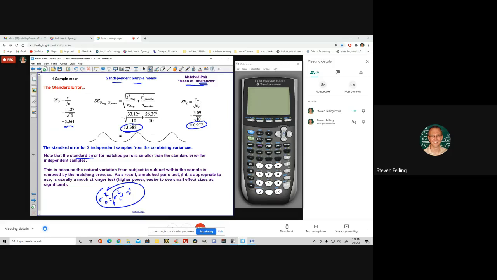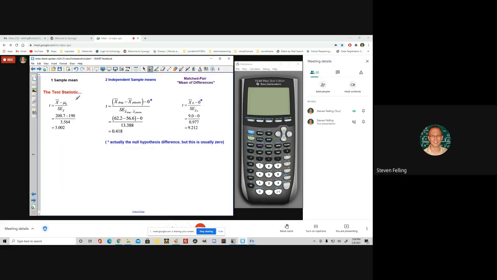Okay. Now that we have the standard error, we can calculate the test statistic, right? The test statistic for a one sample mean is the data mean minus the null hypothesis mean over the standard deviation of means. So if this was just raw cholesterol numbers, 200.7 is the average cholesterol in the group, minus the null hypothesis of 190, over the standard deviation, the t statistic is 3.002.